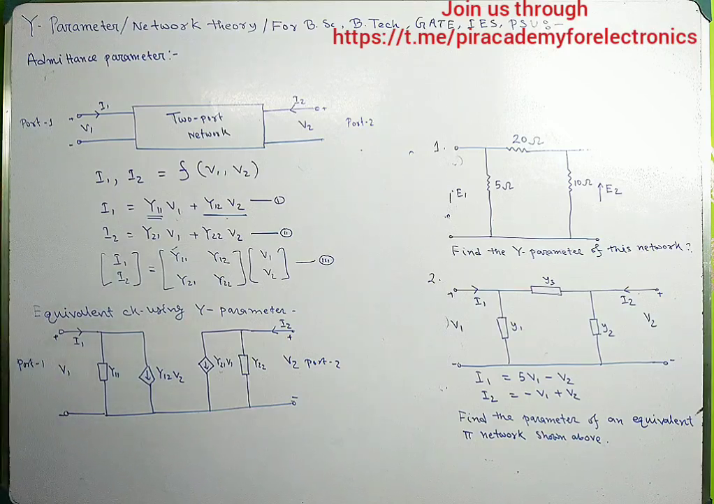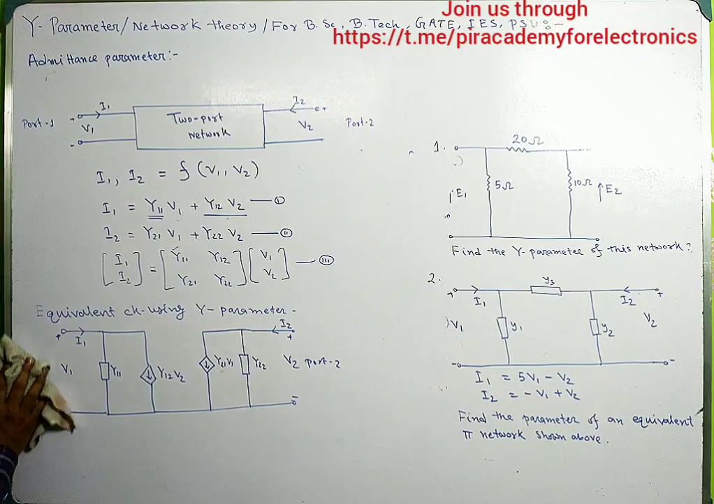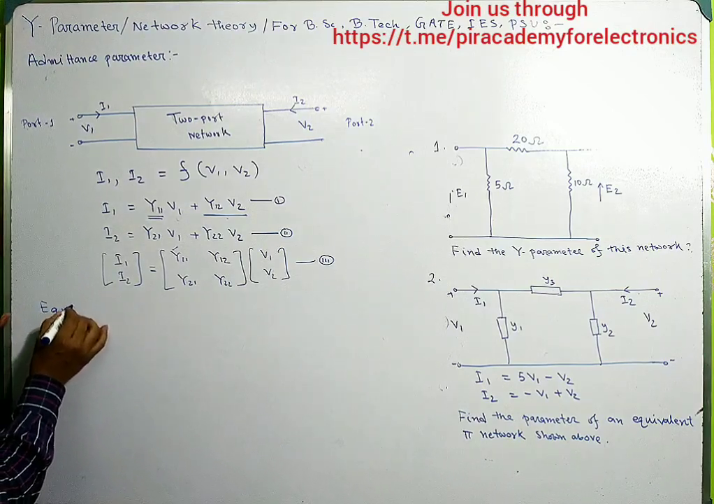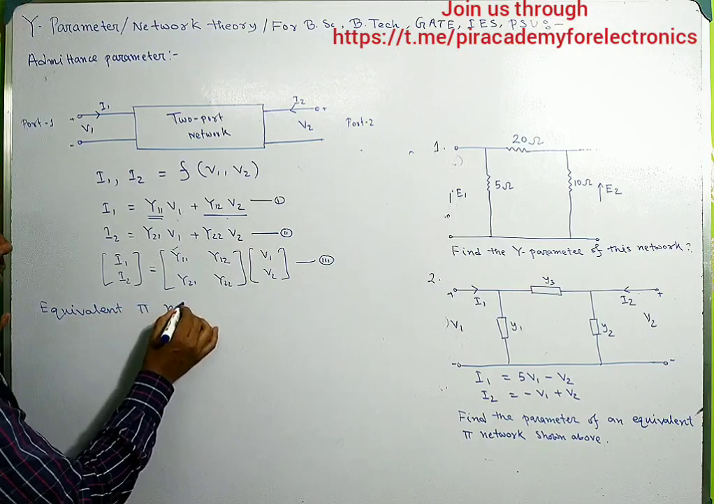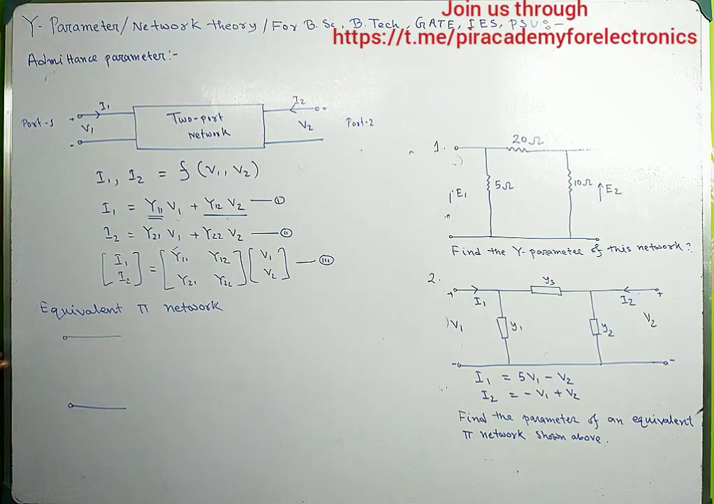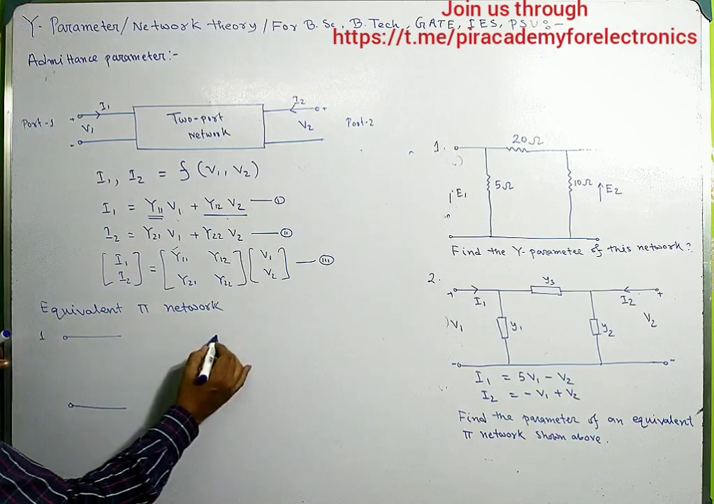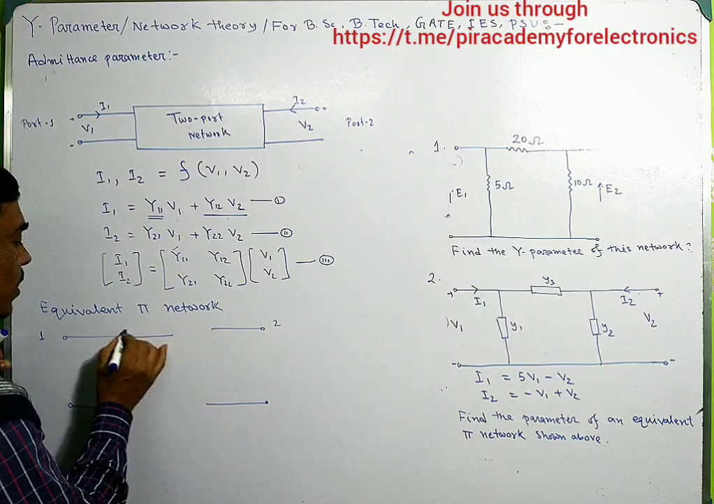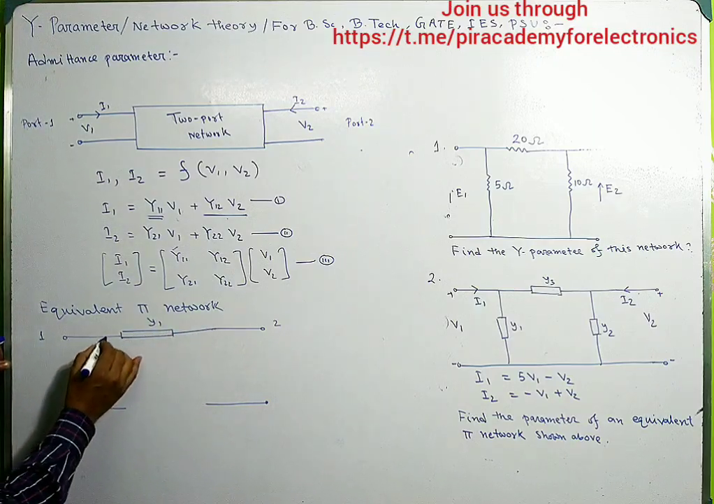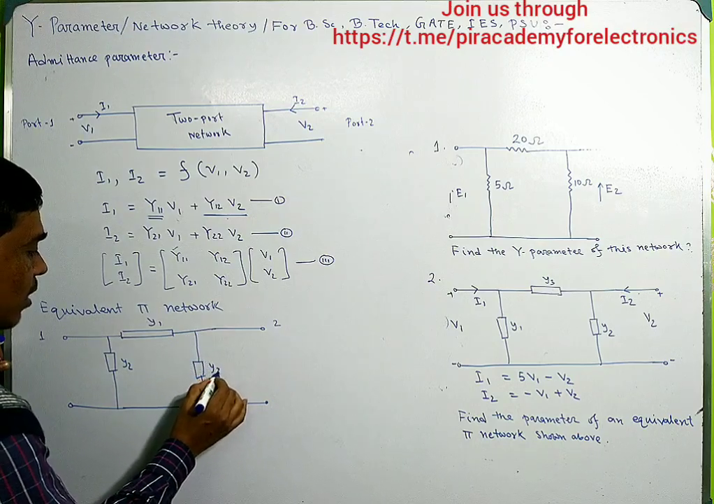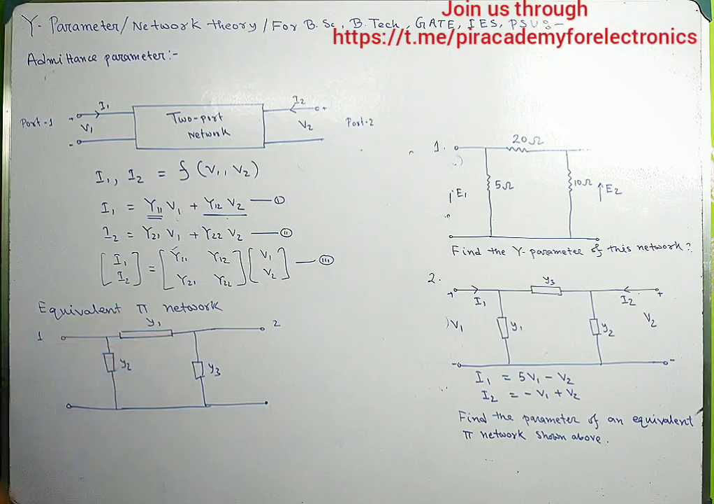Now we will draw the pi circuit using y parameter. What is the equivalent pi network? So this is the input terminal 1, and this is, suppose, the output terminal, port 2. Now this must be y1, this is y2, and this is y3. So this looks like a pi, that's why it's called pi network.